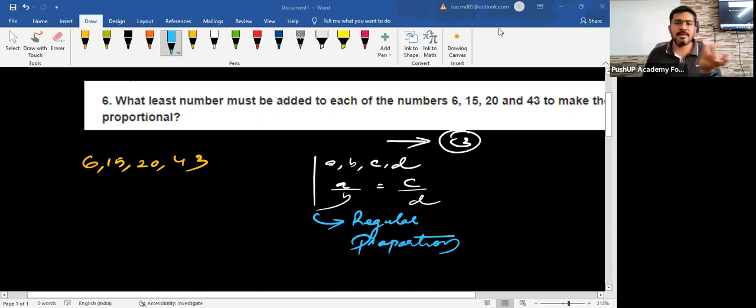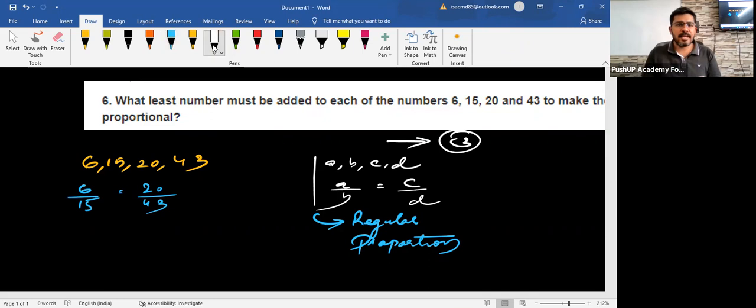So say for example, A, B, C, D are four separate terms. And if I have to call them in proportion, then the condition which you have to satisfy is the ratio of the first to the second is equal to the ratio of the third to the fourth. That's it. Now, here 6, 15, 20, 43. If I ask you, are these four numbers at this moment in proportion? The answer will be no.